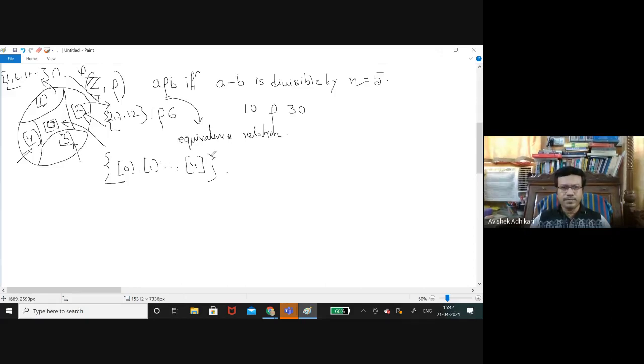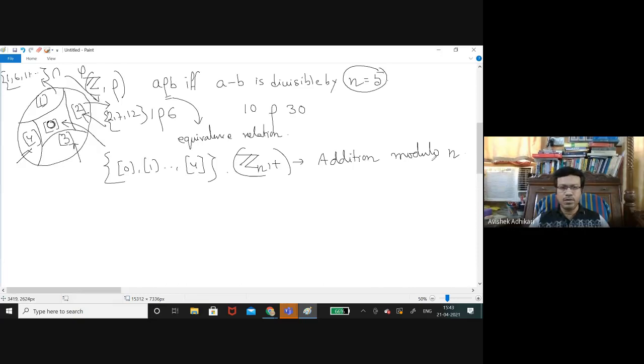Okay, so this group is very well known, and that is known as Z5 in general. If I consider n instead of 5, this group is known as addition modulo n.